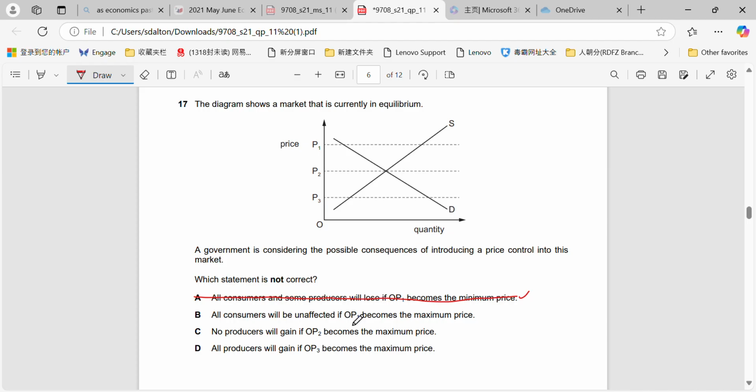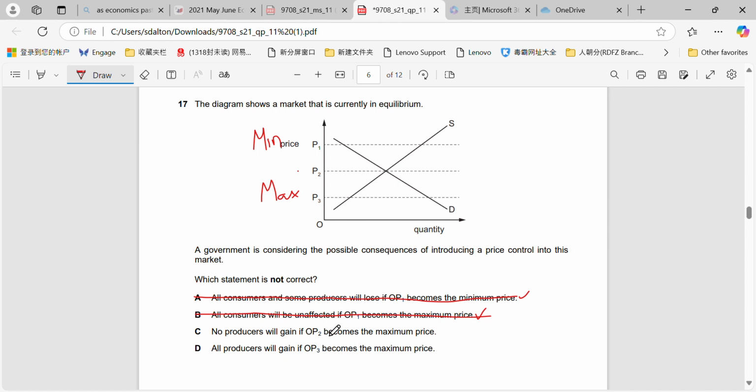All consumers will be unaffected if OP1 becomes maximum price. That's true. Maximum price, remember, has to be placed below the equilibrium. So it will be ineffective if it is placed above equilibrium at OP1. Minimum price has to be placed above equilibrium to be effective.